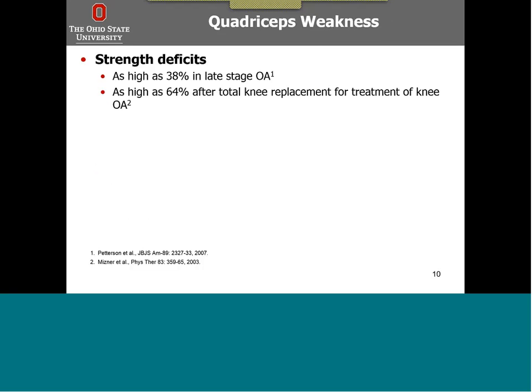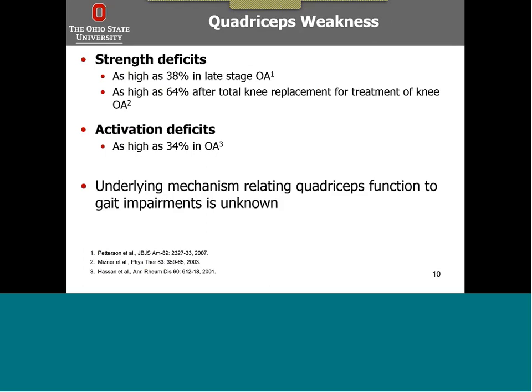Previous work has shown that deficits in quadriceps strength can be quite high. Strength deficits can be as high as 38% in late-stage OA compared to normal healthy quadriceps, and can be as high as 64% after a total knee replacement for the treatment of knee OA. Activation deficits can also be as high as 34% in the OA population. However, the underlying mechanism relating quadriceps function to gait impairments remains unknown.